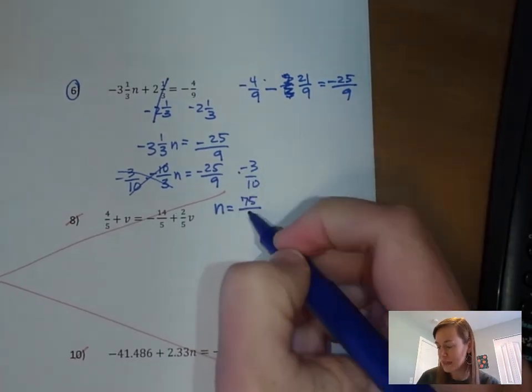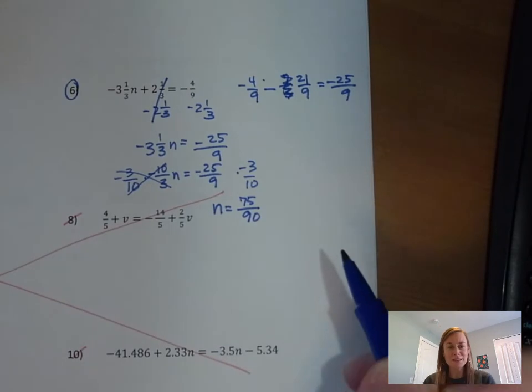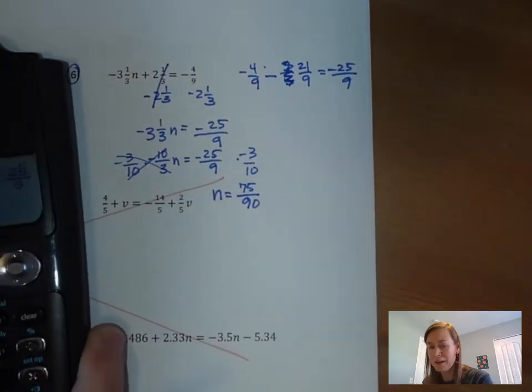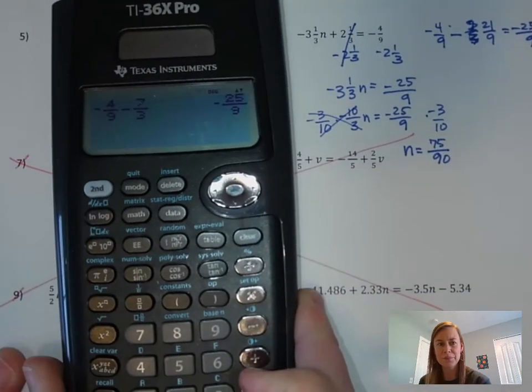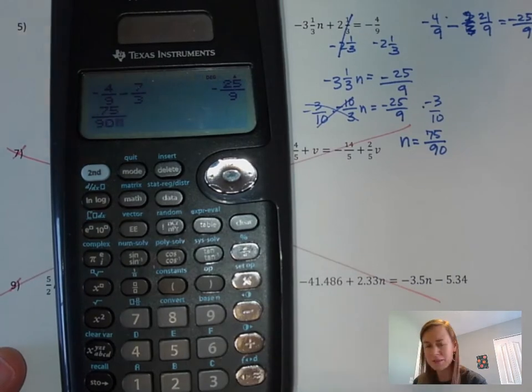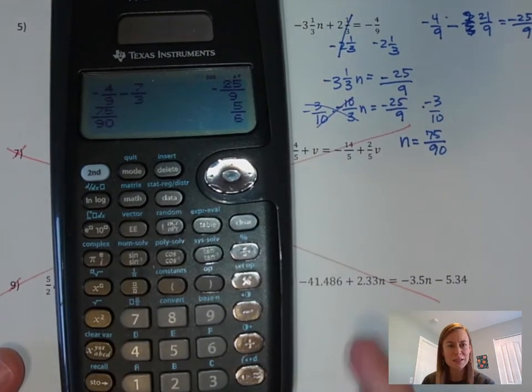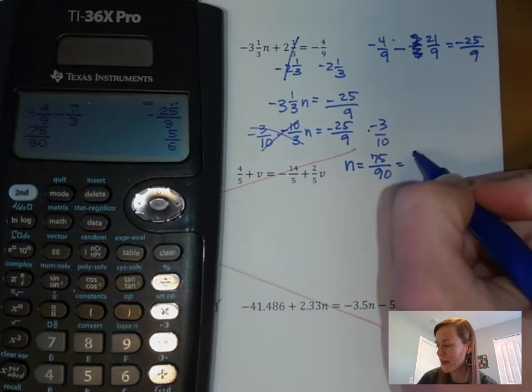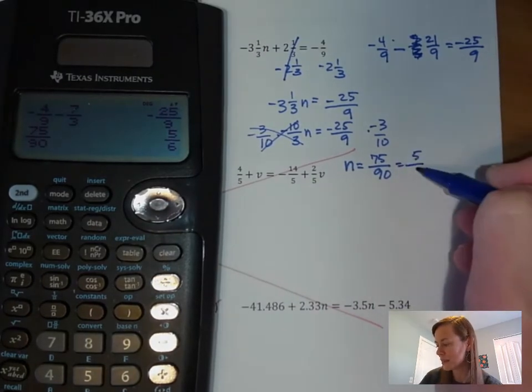And then 9 times 10 is 90. Now let's go ahead and simplify. I believe both of these are divisible by 15, but I'm going to use my calculator trick and just put it in here, which is kind of nice sometimes. If I put that in my calculator and just hit enter, it simplifies for me. So 75 divided by 15 equals 5, and 90 divided by 15 equals 6.